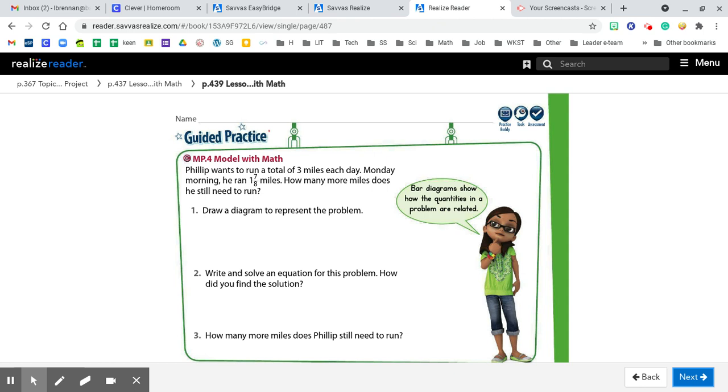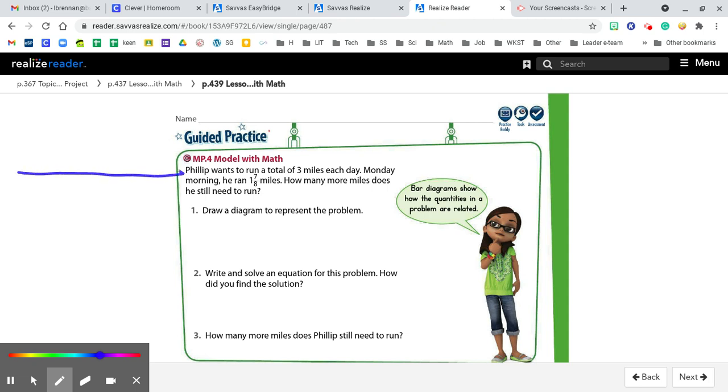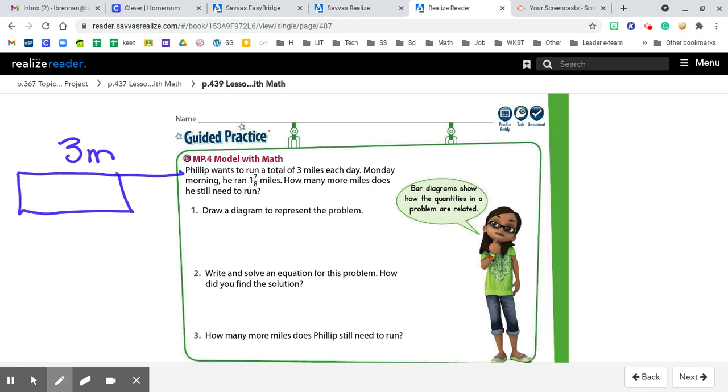All right, so now for us today, we're going to look at this word problem and draw a diagram to solve it. Philip wants to run a total of 3 miles a day. Monday morning, he ran 1 7/8 miles. How many more miles does he still need to run? So we know the total. He wants to run 3 miles. We know that. Monday, he ran 1 7/8 miles. How many more miles does he need to run is what we want to know.